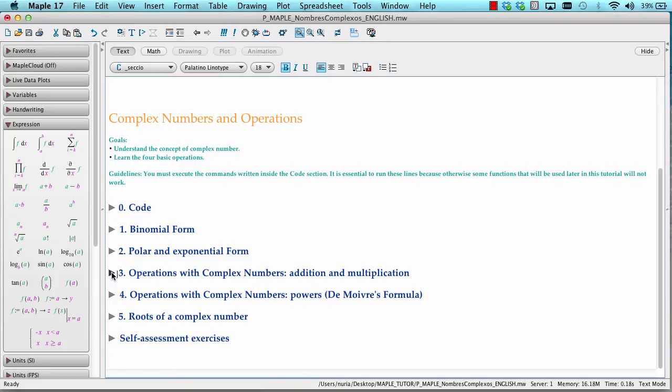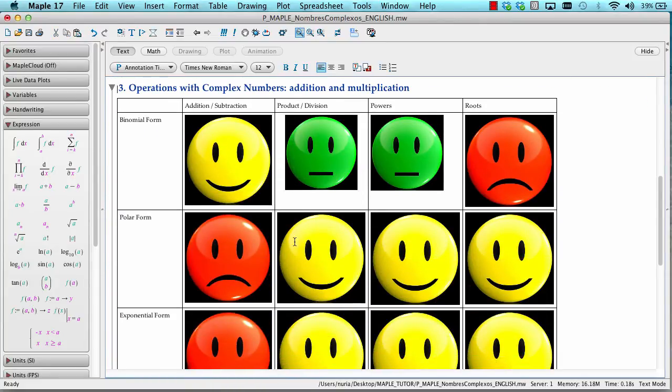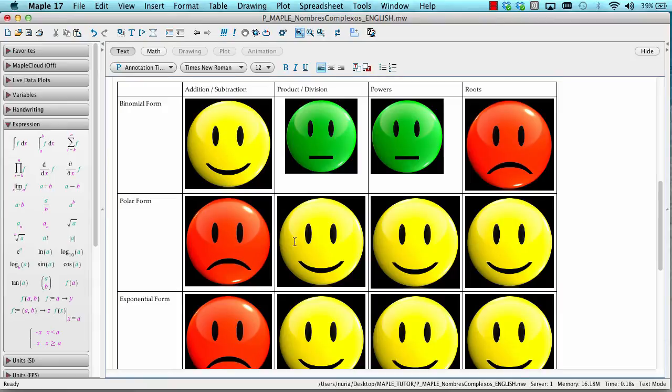So operations, you have here a table, which I think will be quite nice for you to remember. Depending on the operation, we need to have the numbers in different forms. So for instance, we can only add and subtract complex numbers if they are in binomial form. This is nice, and this cannot be done in the other forms, okay? The product and division, it's easier if we have the numbers in polar and exponential form, because in this case it's direct. But we can also do it in binomial in some cases, which is easier.